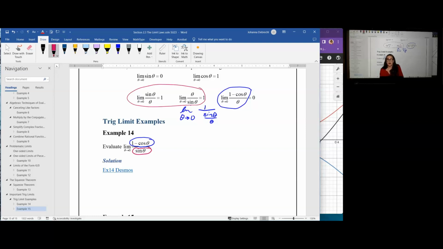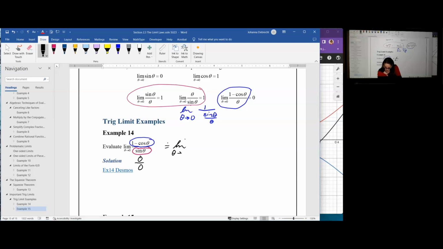Well, that's kind of a problem. I've got a mixture of two different types. What am I going to do? Well, I'm going to pull them apart. I'm going to rewrite this. And again, you should plug in the value first to see what you get, but I'm going to go ahead and do it real fast in my head and tell you you get 0/0, which is indeterminate.